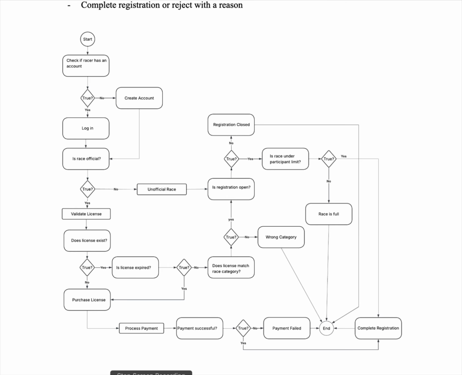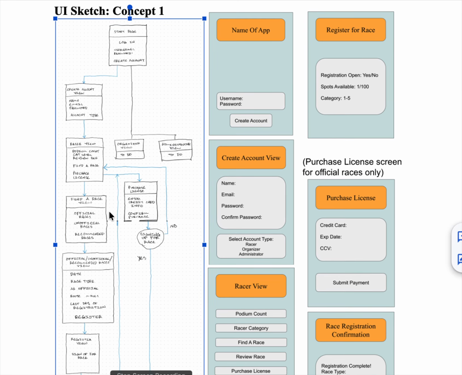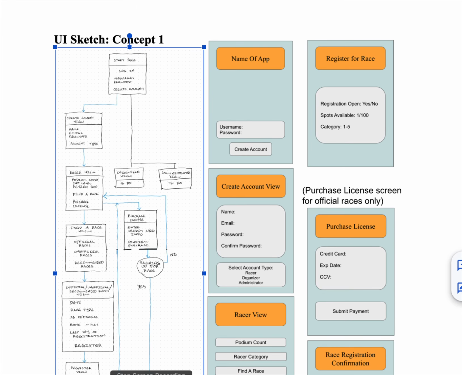We also developed a UI sketch to visualize how the user interacts with the system. The sketch includes key screens, such as viewing available races, registration for a race, purchasing a license if necessary, and receiving registration confirmation. Creating these sketches helped ensure that the user experience aligns with the workflow defined in the activity diagram and the responsibilities defined in the MVC architecture.